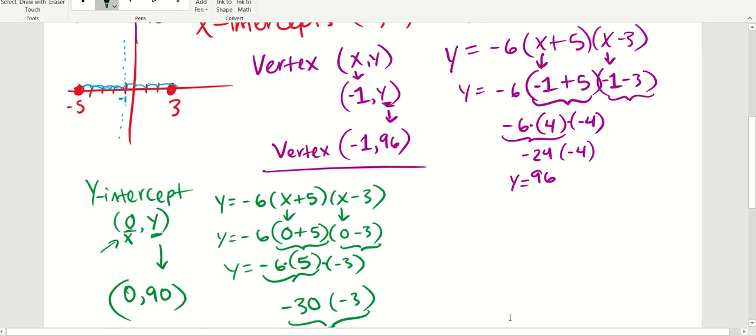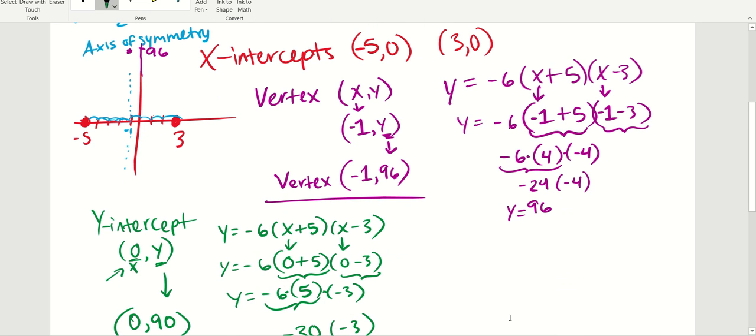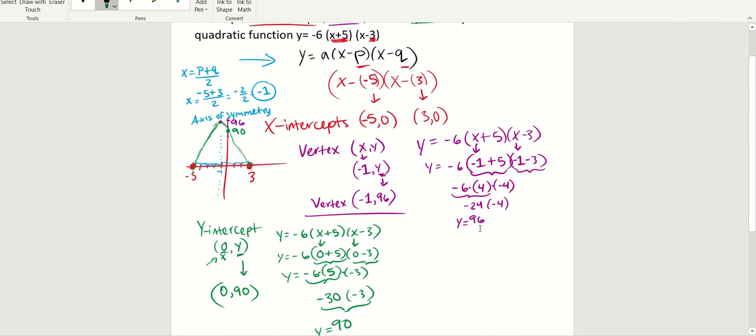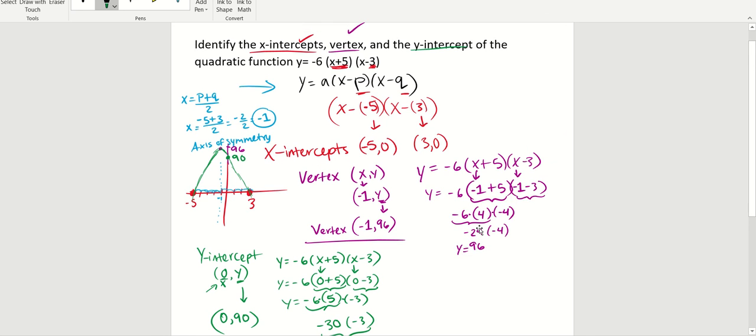All right, so then that makes sense, because if your y-intercept is 90, definitely it can make sense that the vertex is up here at 96. So it's something like that. Again, this is just a sketch. Obviously, this looks more like a B than a U, but it's just a sketch. But this will be the process to identify the x-intercept, the vertex, and the y-intercept given an equation in intercept form. I hope this video helps.